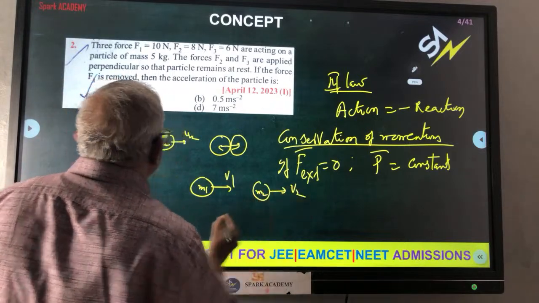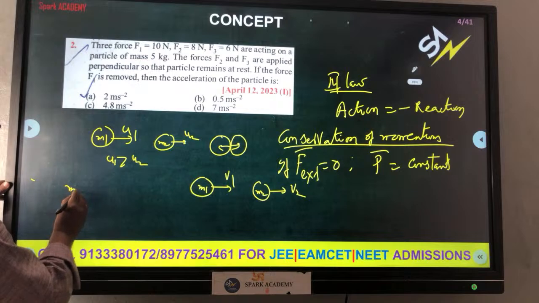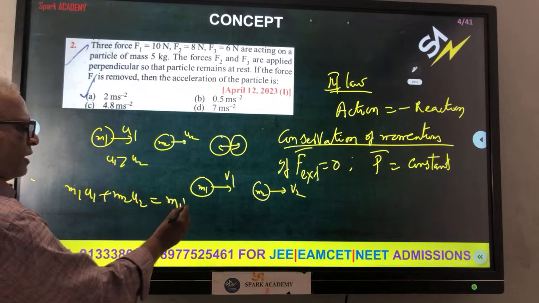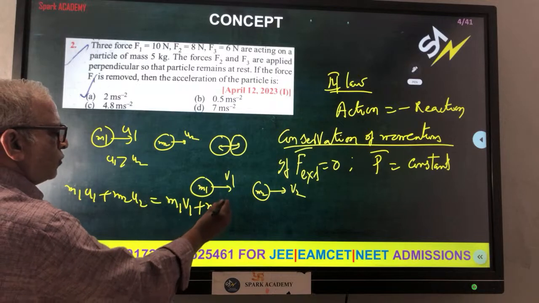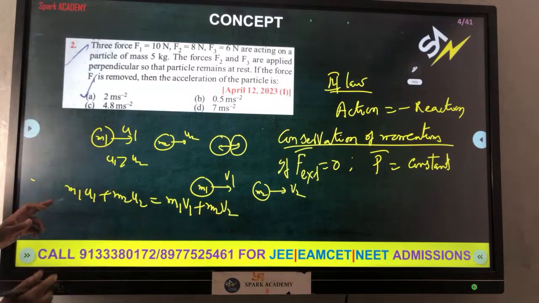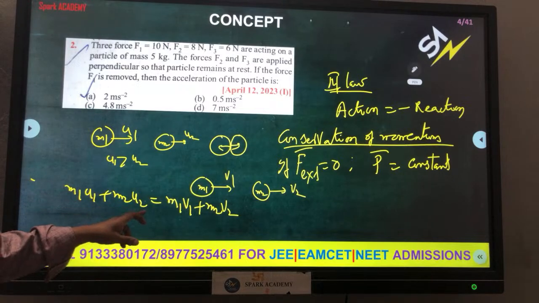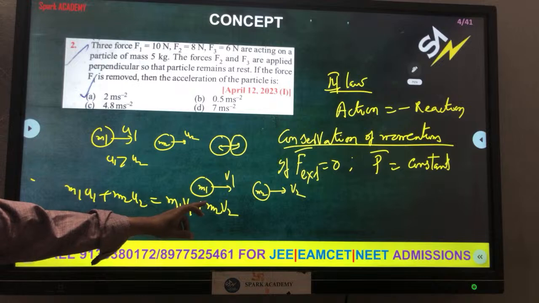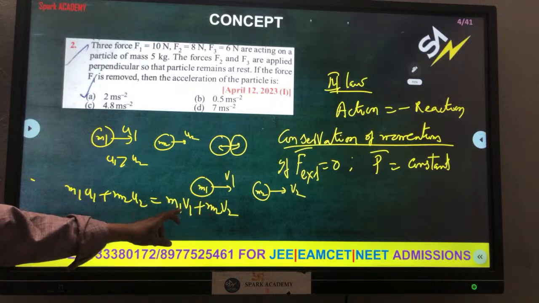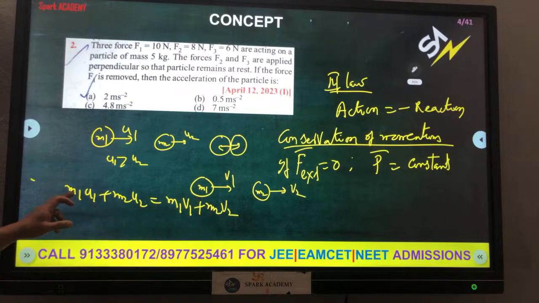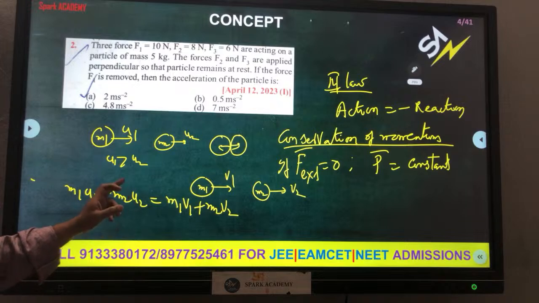What it says is total momentum before collision, m1 u1 plus m2 u2, is equal to m1 v1 plus m2 v2. Total momentum before collision is the first body's momentum plus the second body's momentum. v1 is the velocity of the first body after collision, v2 is the velocity of the second body after collision. u1 is the initial velocity of the first body before collision, u2 is the initial velocity of the second body before collision.